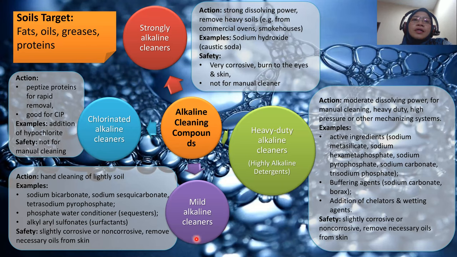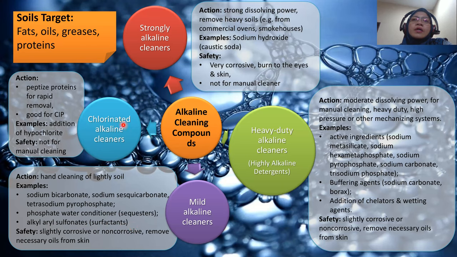Mild alkaline cleaners are commonly used for hand cleaning of lightly soiled surfaces. Examples of mild alkaline cleaners are sodium bicarbonate, sodium sesquicarbonate, tetrasodium pyrophosphate, phosphate water conditioners, which also act as sequestrants, and alkyl aryl sulfonates, which also act as surfactants.